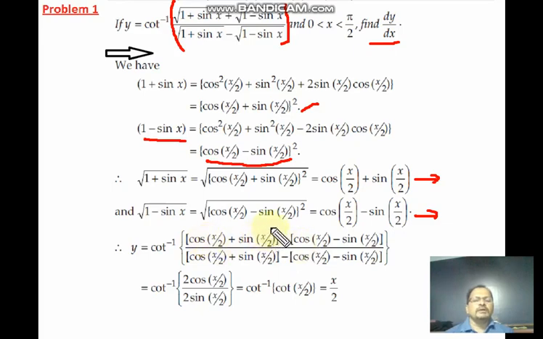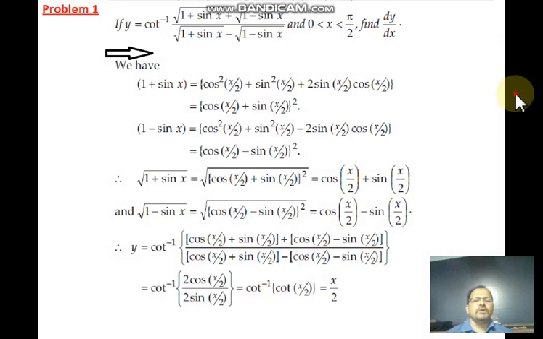In the numerator, sin x by 2 gets cancelled with sin x by 2, and in the denominator cos x by 2 gets cancelled with cos x by 2. So in the numerator cos x by 2 plus cos x by 2 is 2 cos x by 2, and the denominator is 2 sin x by 2. 2 will get cancelled, cos upon sin is cot. So we have cot inverse of cot x by 2. Cot inverse and cot are inverse functions, so they cancel out each other, and we get y equal to x by 2. Then its derivative, dy by dx, is equal to half.